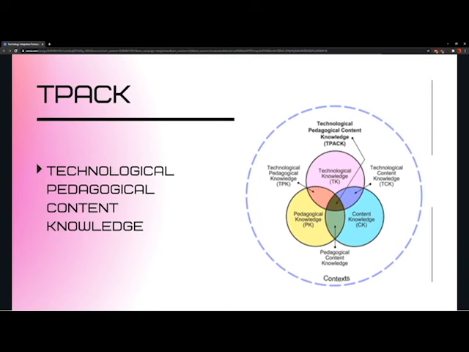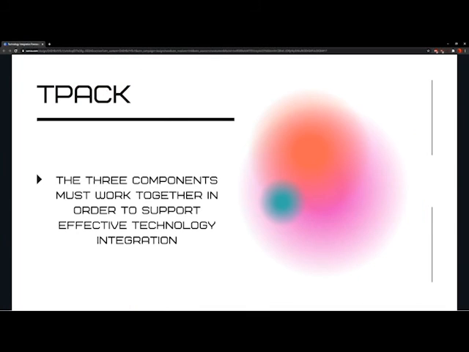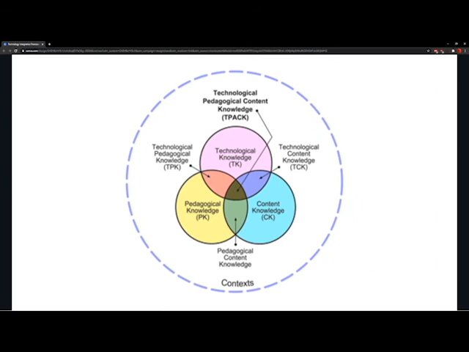The next model we're going to look at is the TPACK model. It stands for Technological, Pedagogical, Content, Knowledge. The 3 components must work together in order to support effective technology integration in this model. And as you can see from this diagram, the middle is going to be where it all balances out and where you're using technology most effectively.